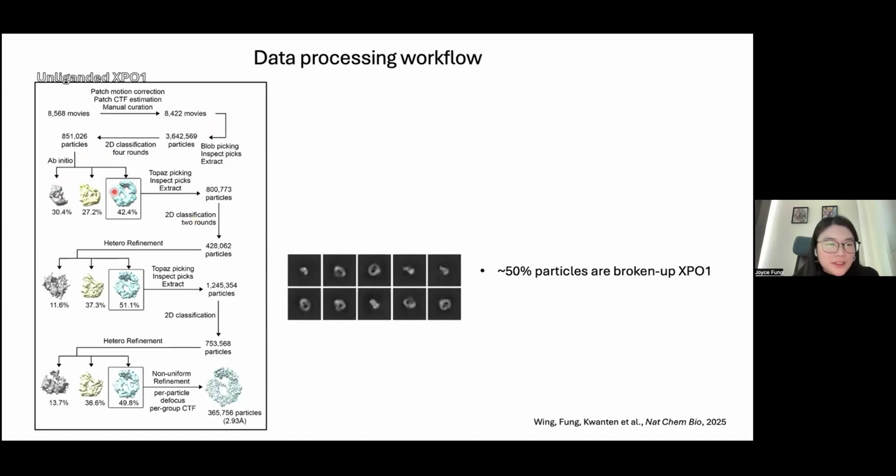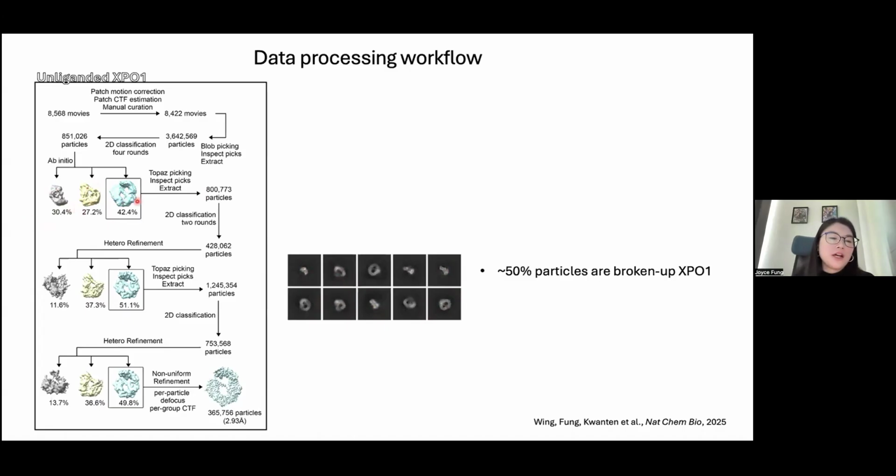So here is a complete Exportin 1. You can see here it just looks like this half of the protein, and then this would be the other half of the protein flipped around. And you can see this in the 2D classes as well. Like these are small broken up pieces of the big one. And this class looks like partially aligning both the broken up pieces and the not broken up pieces.